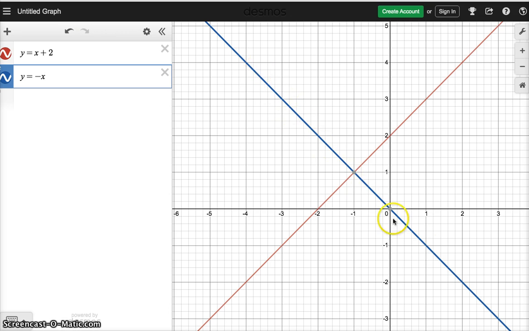It's going down, and because it's going down, we call it a negative line. And if you're looking at the equation here, this negative sign right in front of the x is also a clue that it's going to be a downward sloped line.